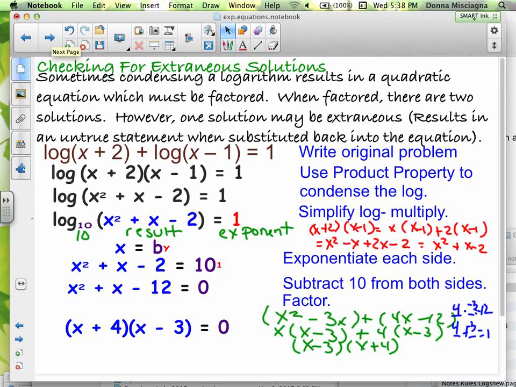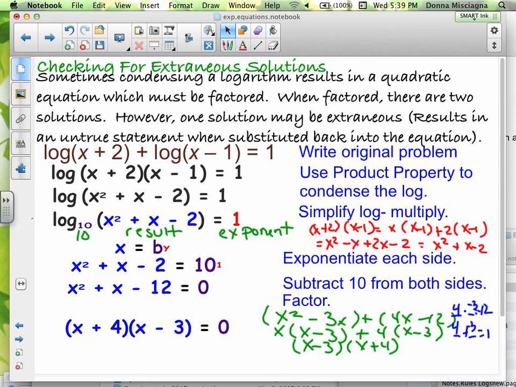All right, so now we have log equals a number. We need to rewrite that as an exponential. All right? So the result is equal to the base raised to a power. When there's no base written, we know it's 10. So x squared plus x minus 2 equals 10, the base, to the exponent, the first power, 10 to the first. All right, and that's just 10.